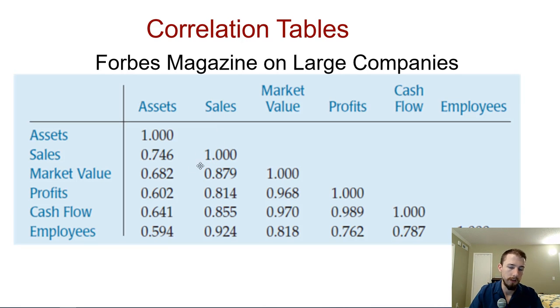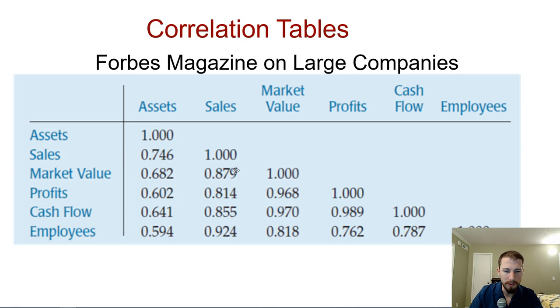It's not even that good of information. So if you want to read this, if we want to know what gives us the most assets, we can read down this column here. So for assets, which one has the highest correlation between assets and sales, assets and market value, assets and profit, assets and cash flow, or assets and employees? The one that has the highest correlation with assets would be assets and sales. So that's how you'd read the table.